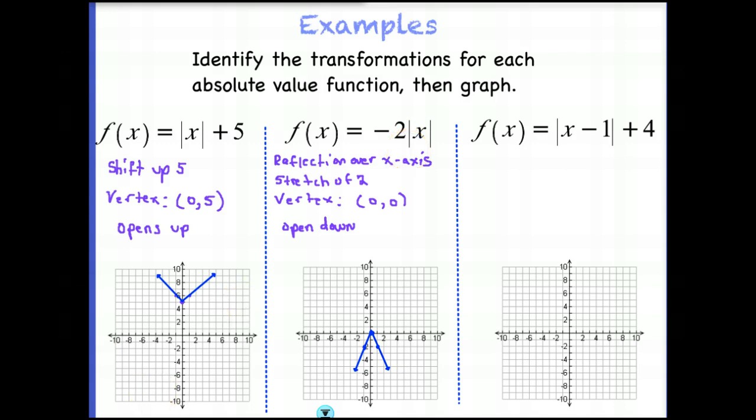Okay, third example. Now we do have something in here where h is supposed to be, and we have something in here where k is supposed to be. So this -1 means we are going to shift. And if you remember, it's always the opposite. So we are going to shift right 1.